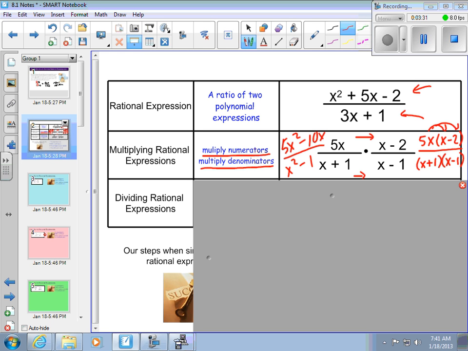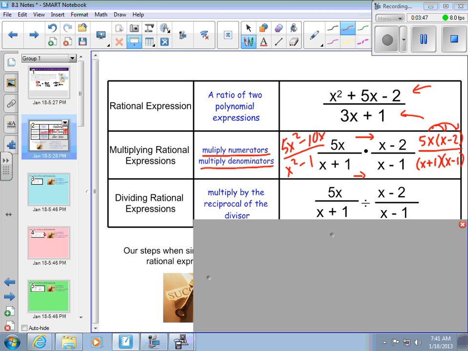All right, dividing rational expressions. When we multiply fractions, we talked about multiply across the top, multiply across the bottom, multiply numerators, denominators. When we divide, we don't really talk about dividing fractions much. What we do instead is multiply by the reciprocal. We want to multiply by the reciprocal of the divisor. Whatever is on the bottom, we want to multiply by that.